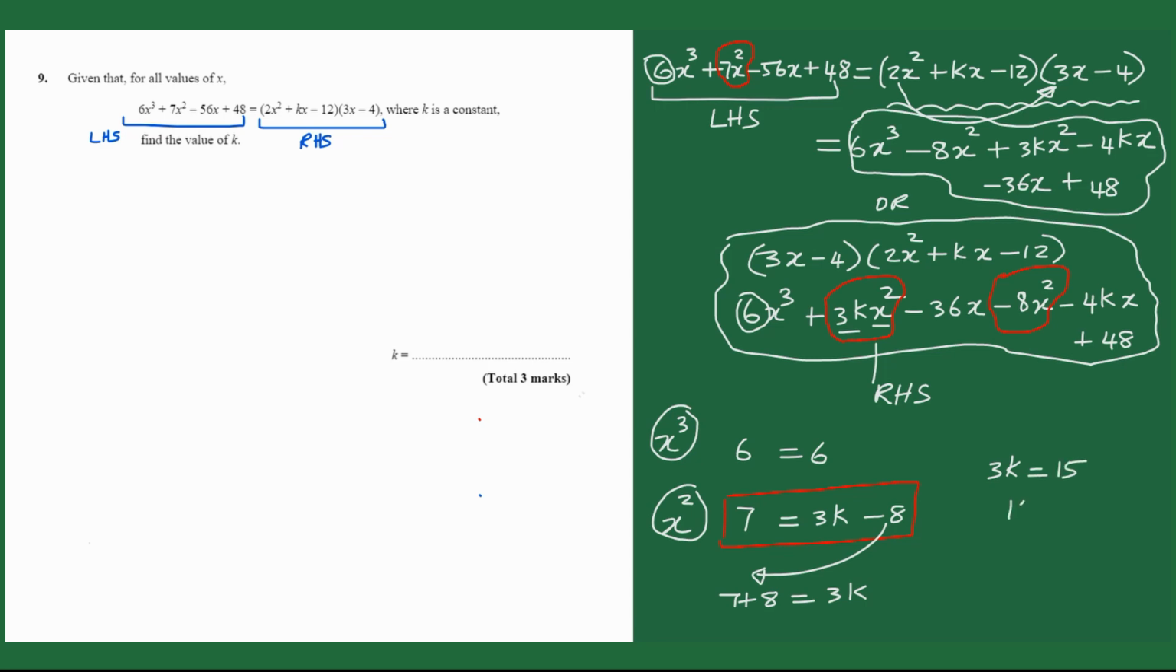Let's do it. Minus 8 going to this side is 7 plus 8 equals 3k. So 7 plus 8 is 15. So 3k equals 15, so k equals 5. Let me write the answer. So k equals 5. The working is on my right hand side.